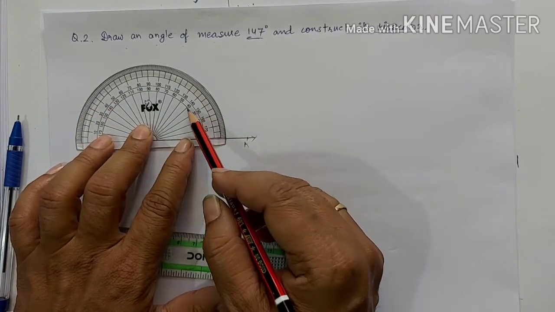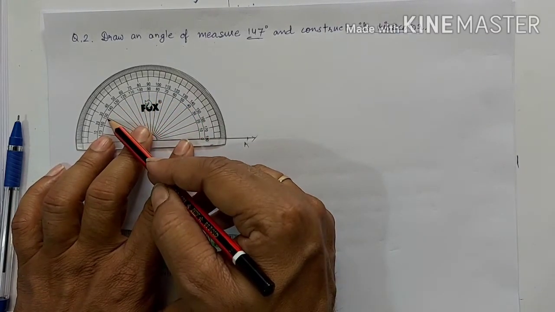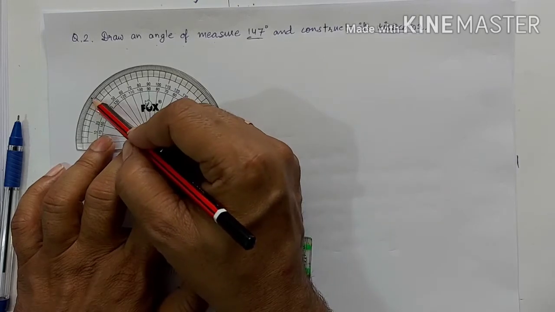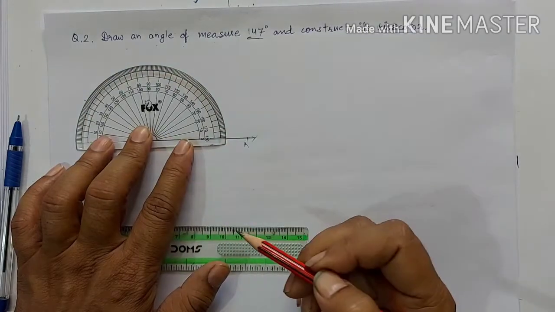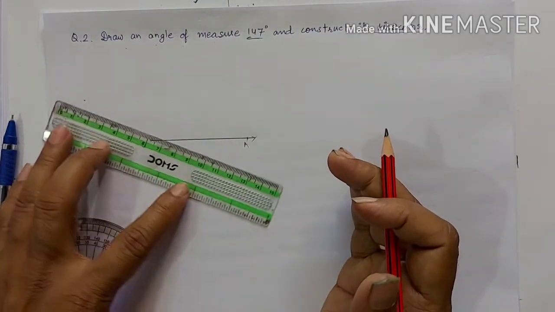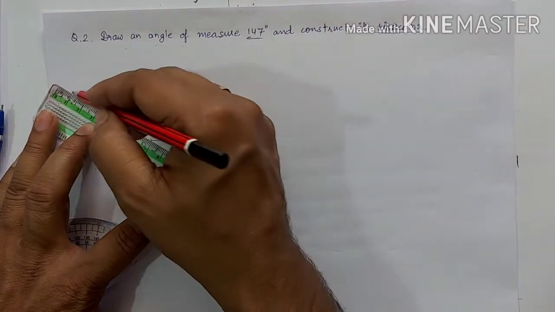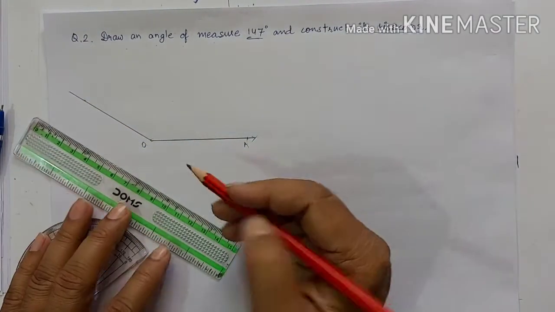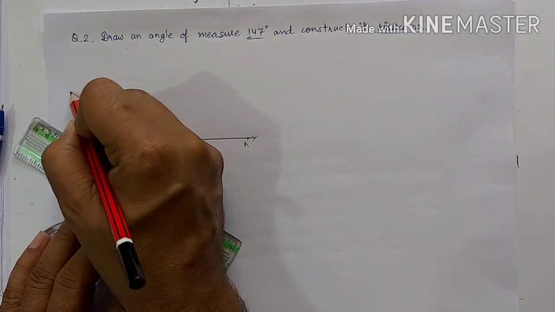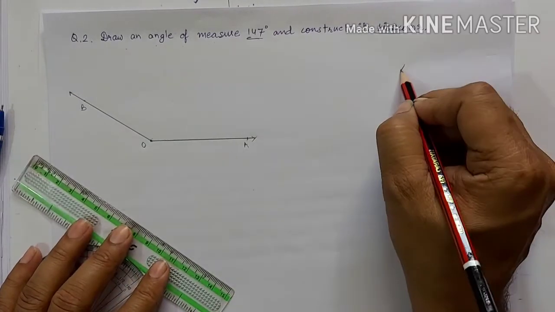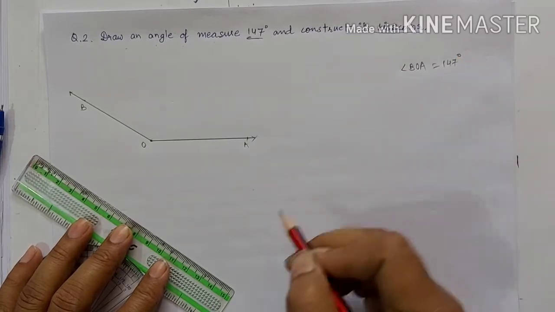Then 147 is 10, 20, 30, 40, 50, 60, 70, 80, 90, 120, and this is 140 and 150. In between there are 10 lines. The seventh line will be counted, and this is the angle point, and join point O and the point of 147. Okay, and this point is named B. It means angle BOA is equal to 147 degrees.